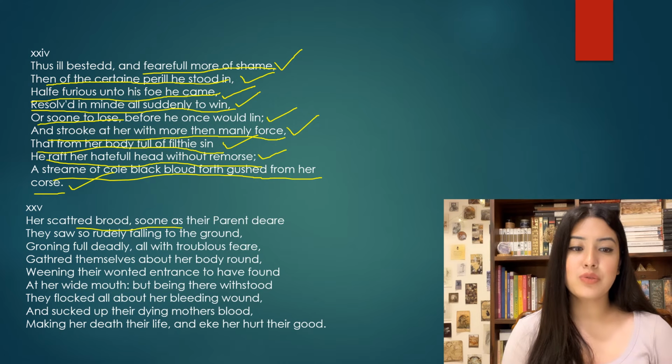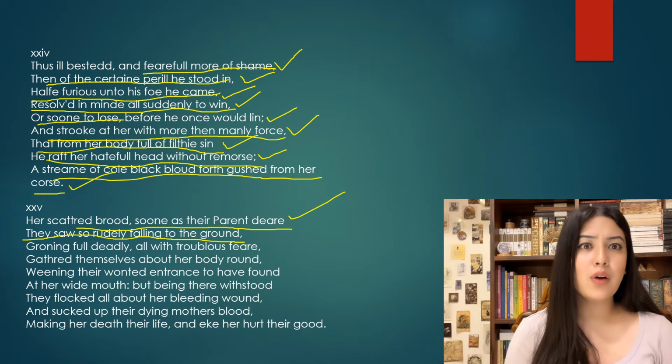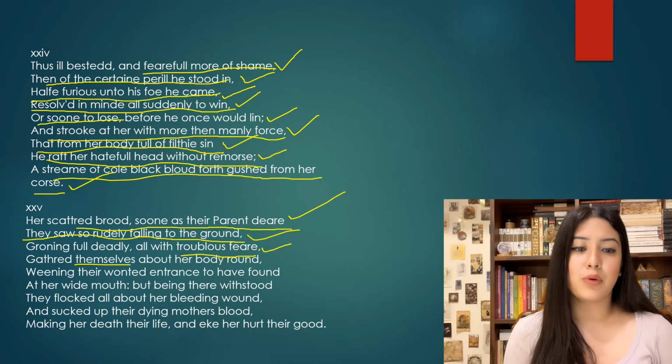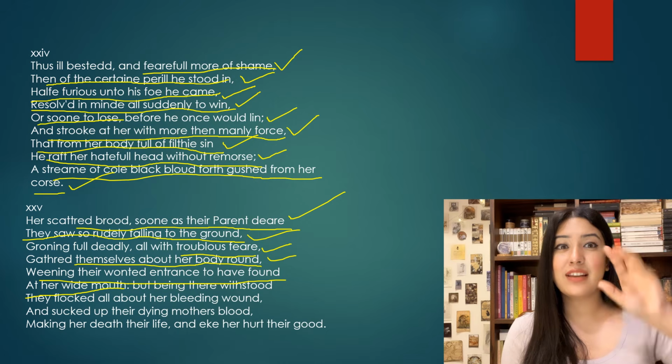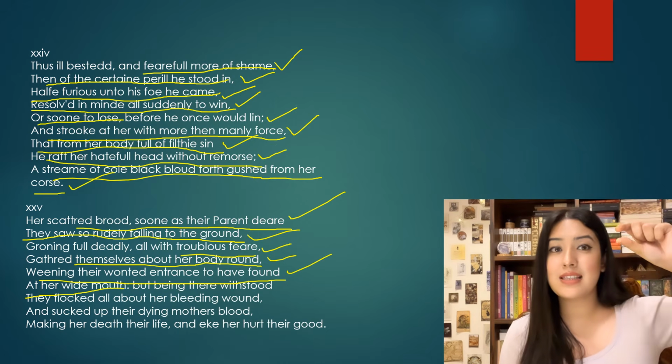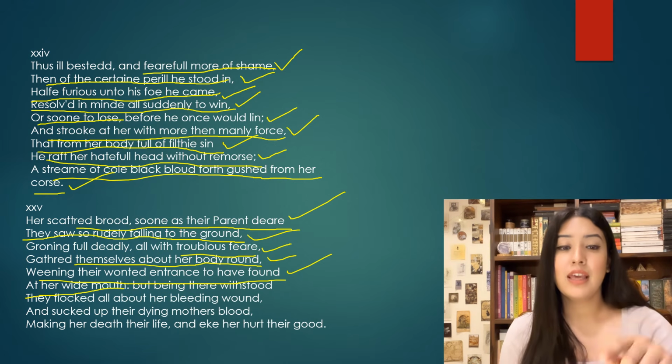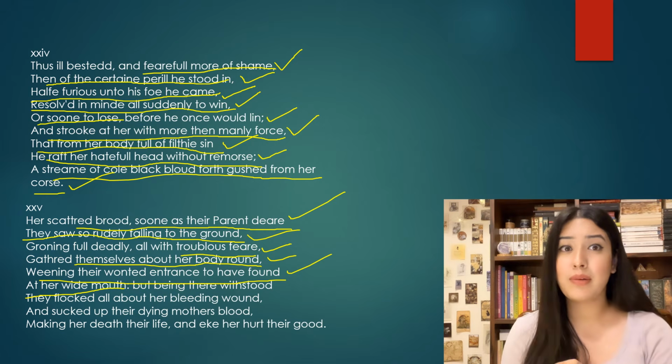Her scattered brood, soon as the parent deer they saw so rudely falling to the ground, groaning full deadly, all with troublous fear, gathered themselves about her body round, weening their wonted entrance to have found at her wide mouth. Her young ones, the moment they saw their mother falling down, got scared. What do we do? Remember in the first part, when the Red Cross Knight's armor shone upon Error, they took shelter by entering through her mouth. Here too, after she fell, they were searching for her mouth, where to enter from. But now that she's dead, they saw that it's not there.